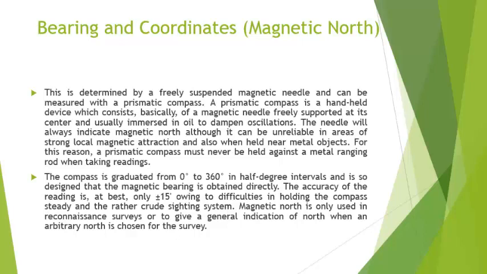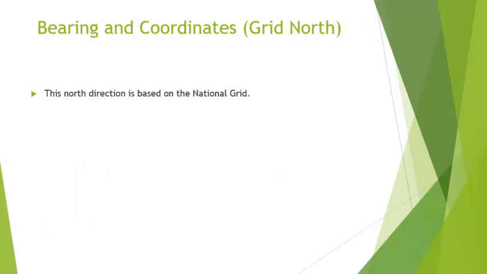Next is the third type, which is the grid north. Very simple. The Earth has a very vast land and is very huge, which makes our point of view see Earth as a flat surface.